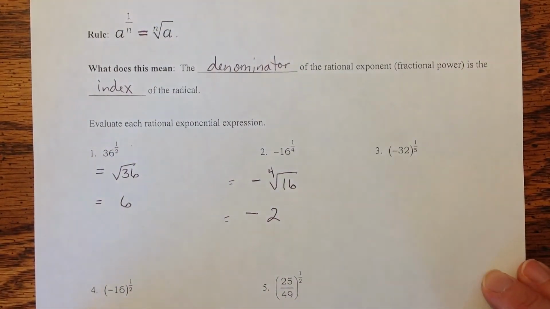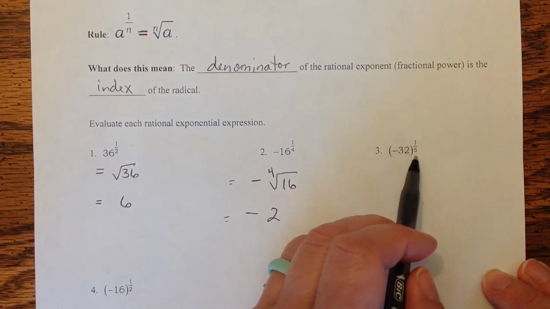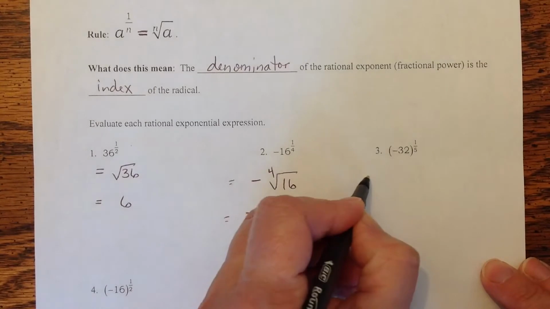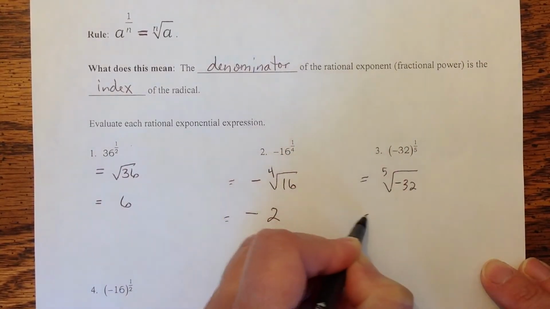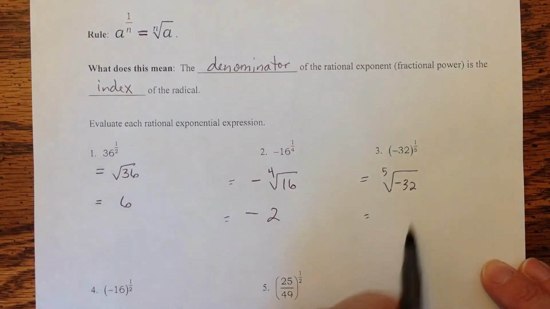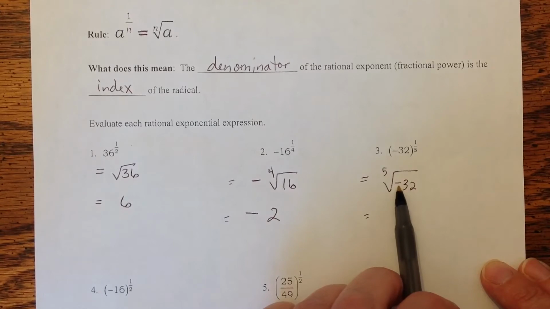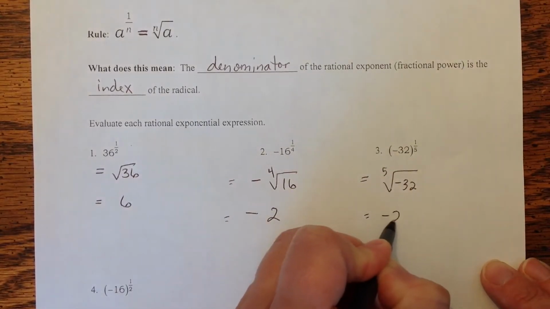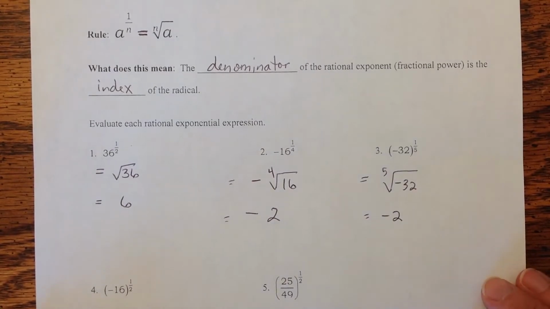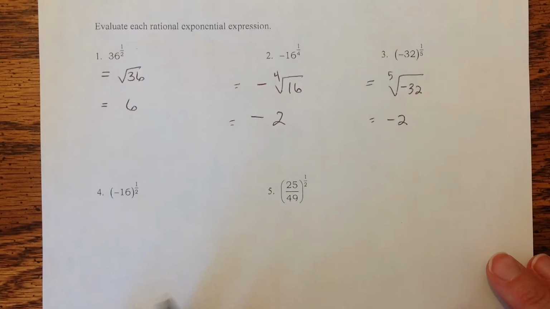Next is negative 32 in parentheses, so that means the whole negative value is to this 1/5 power. The denominator tells us the root, so we are taking the 5th root of negative 32. Remember, we're allowed to take the odd root of a negative number. That negative will always come out of an odd root, so we get negative 2. Negative 2 is the number we would need to use 5 times to multiply to negative 32.